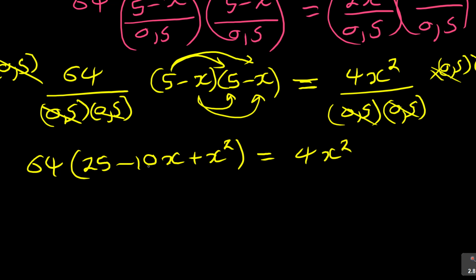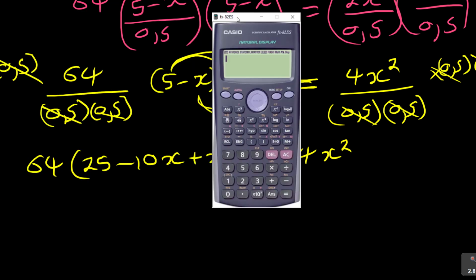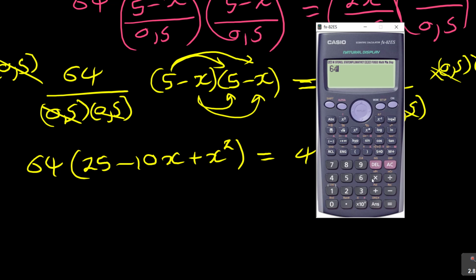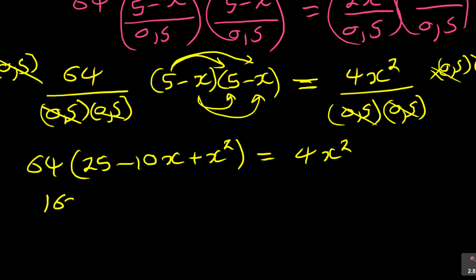Then you continue, open the bracket, 64 times 25, am I right? I can use that if I want. Is there anything that I can do? Let me just open up. Remember, I'm dealing with underdogs here, so I'll take time. 64 times 25, it's 1,600. So it's 1,600, 64 times this, minus 640x plus 64x squared.